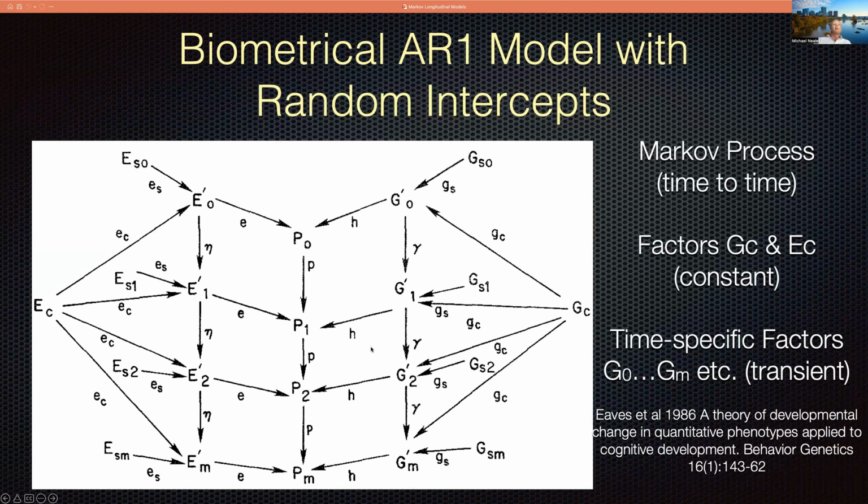But what the model does have is this very nice random intercept component separated for both the genetic and the environmental pieces. So these factors here are saying that there's a dose of genetic or environmental variation that influences every time point equally. These GC and EC parameters are constrained to be the same.